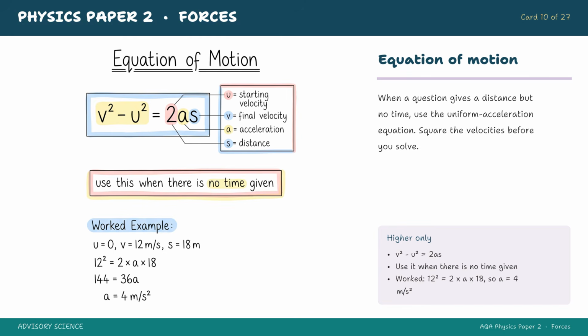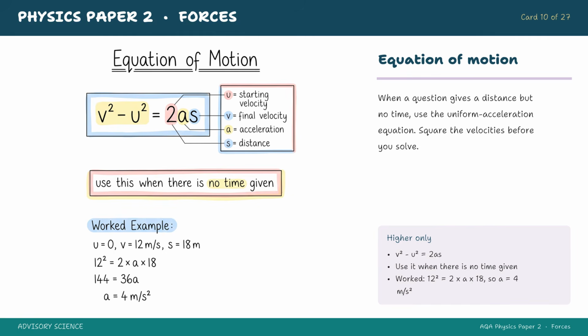Let's try one. A car speeds up from rest, so u equals 0. It reaches a final velocity of 12 meters per second after travelling 18 meters. Find the acceleration. First, write down what you know. u equals 0 meters per second. v equals 12 meters per second. s equals 18 m. And a is what you're trying to find. Now substitute the values into the equation.